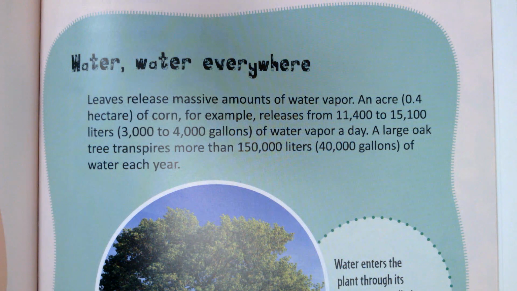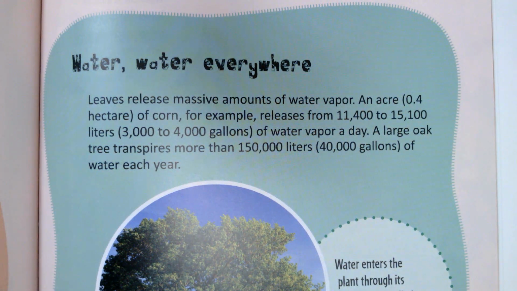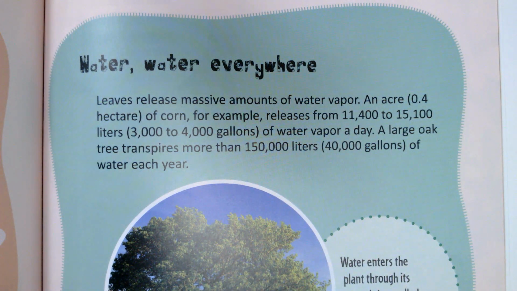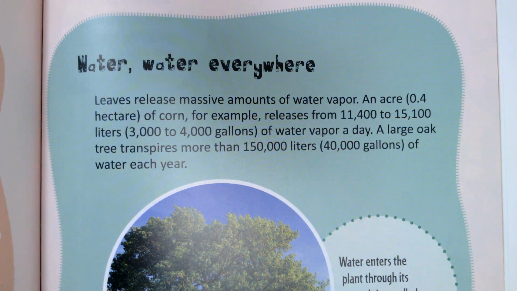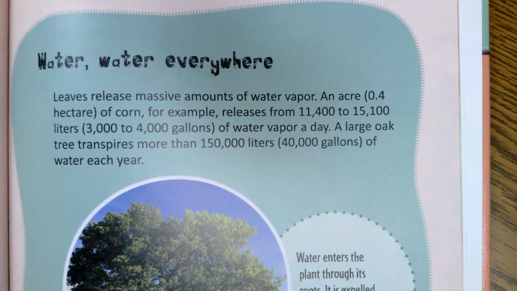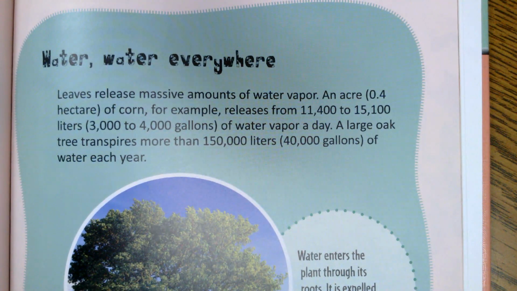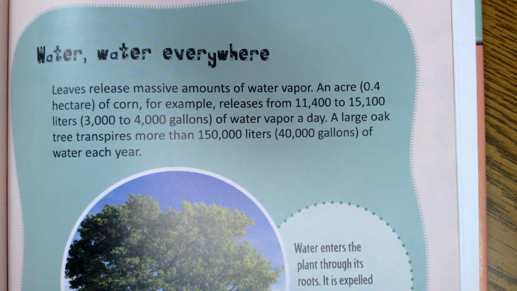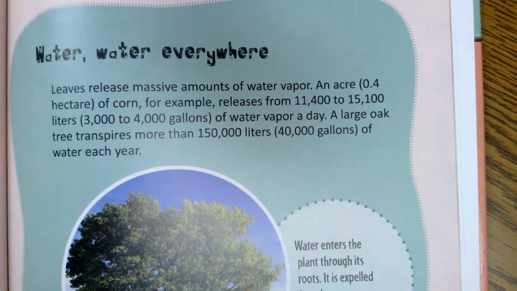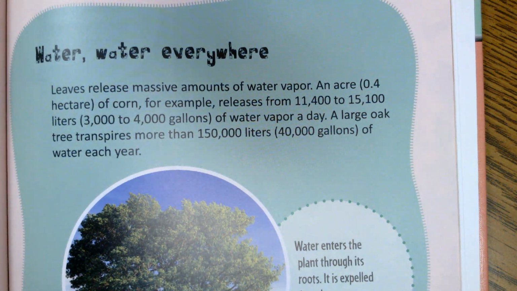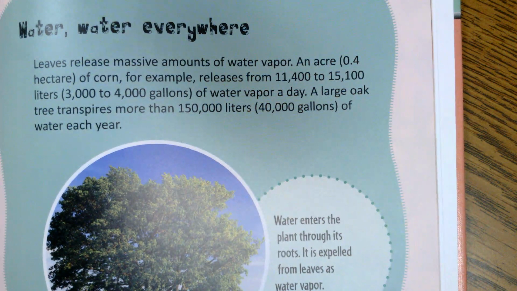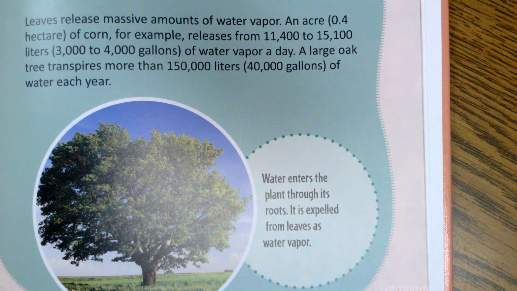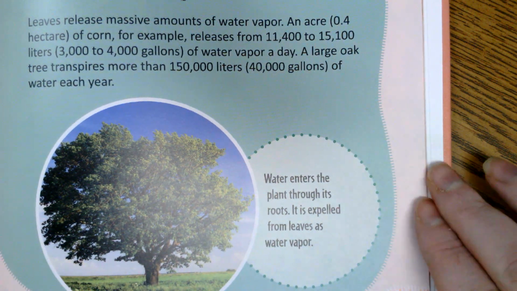Water, water everywhere. Leaves release massive amounts of water vapor. An acre of corn, for example, releases from 11,400 to 15,100 liters of water vapor a day. A large oak tree transpires more than 150,000 liters of water each year. Water enters the plants through its roots. It is expelled from leaves as water vapor.